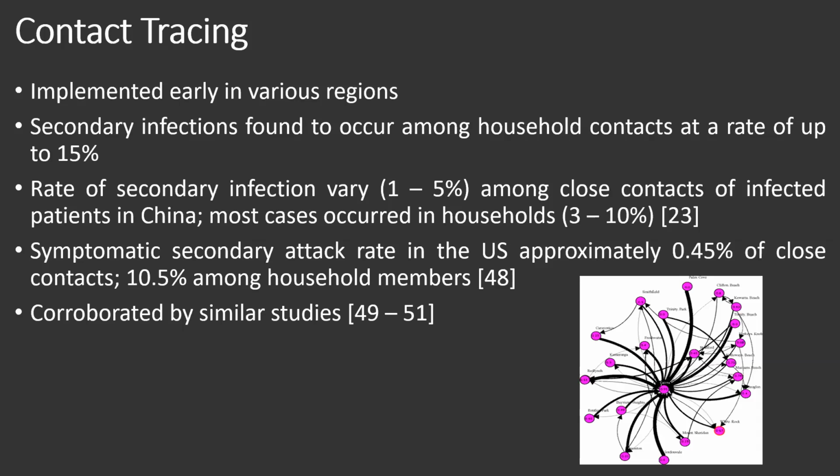So in the United States, it has been found that the symptomatic secondary attack rate was approximately 0.45% among 445 close contacts of 10 confirmed patients. And among household members, the rate was 10.5%. In other similar studies, such as one conducted in Korea, the rates were close. And for that one, I think the secondary infections were 0.55% of all contacts and 7.6% of family members.